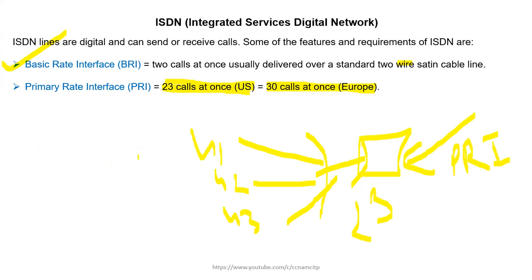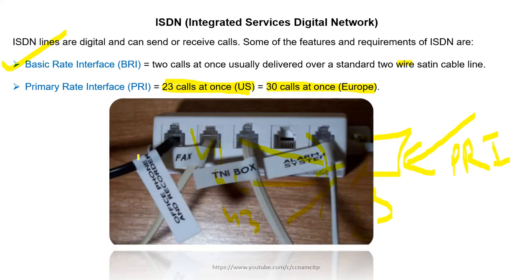So generally people use this PRI connection only. I have worked in many domestic BPOs, so we used to take PRI lines because we needed to speak with customers simultaneously, inbound calls also and outbound calls also. So in that scenario we used to take PRI connections. Okay guys, and you can label the cable like this. This is my alarm system, this is my TNI box, and this is my fax line.